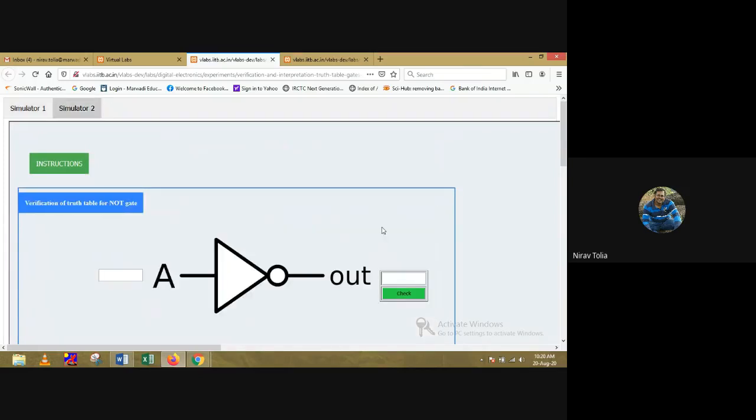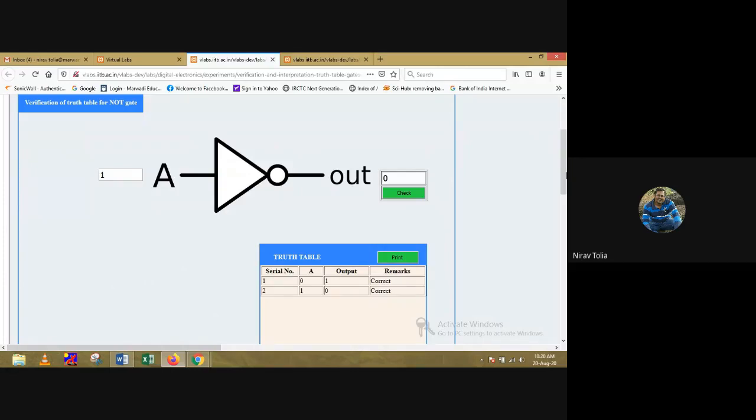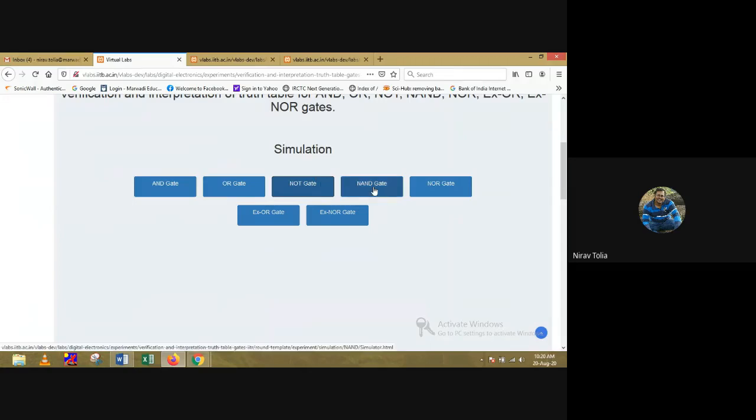And in simulator 2, again it is the same. If your input is 0, then your output is 1, and if your input is 1, your output is 0. So this is the realization of the NOT gate.